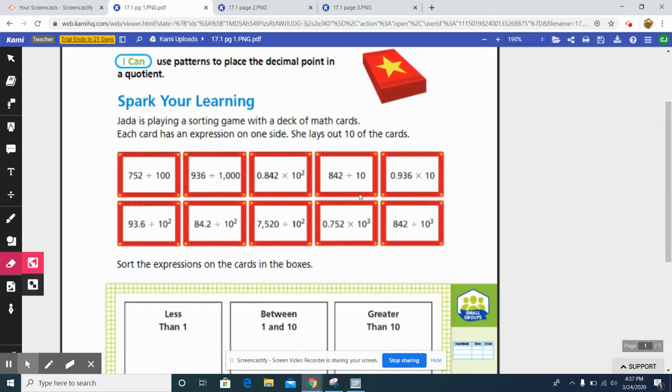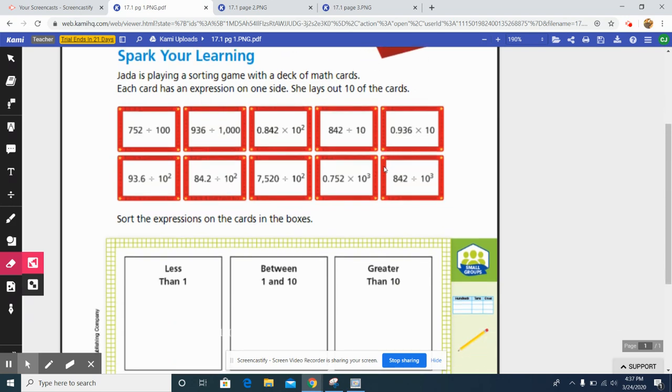So it says Jada is playing a sorting game with a deck of math cards. Each card has an expression on one side. She lays out 10 of the cards. So it says sort the expressions on the card in the boxes. Okay, so we know that the pattern is if we're dividing by 100, we are doing what? We are moving our decimal 2 times to the left. So we go 1, 2. So we have our options of less than 1, between 1 and 10, and 10.